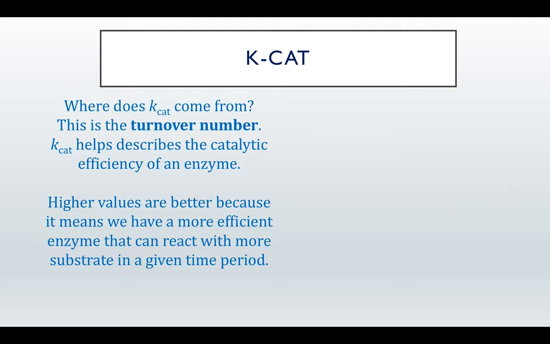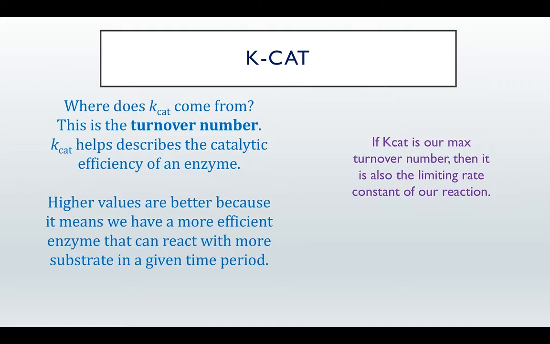You want the kcat to be higher because it describes a more efficient enzyme that can react with more substrate in a given time period. Since kcat is our maximum turnover number, it is defined for an enzyme, so it's not really going to change, but it's also the limiting rate constant of our reaction. This is straight off your slides, so make sure you remember the relationship between kcat and turnover number and the fact that it is a limiting piece of our reaction.